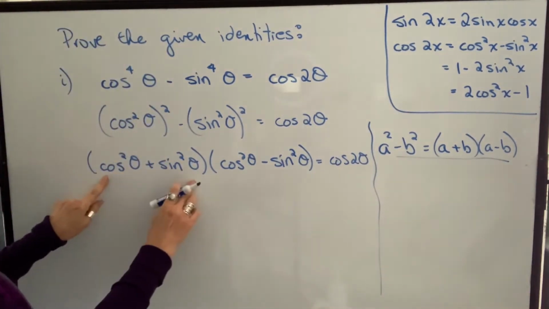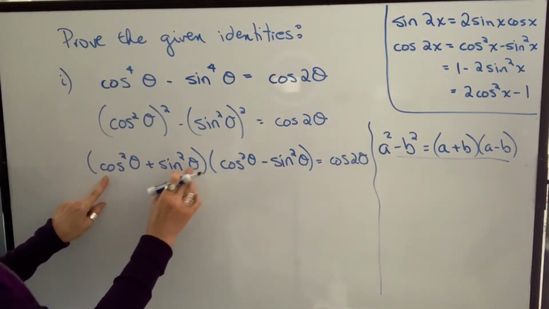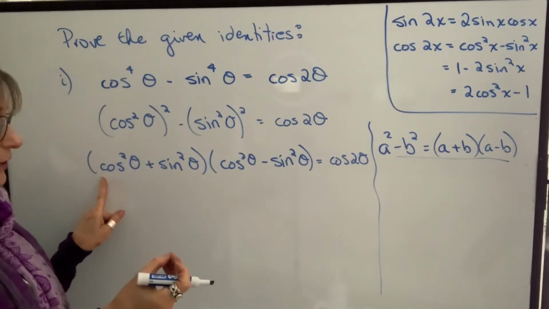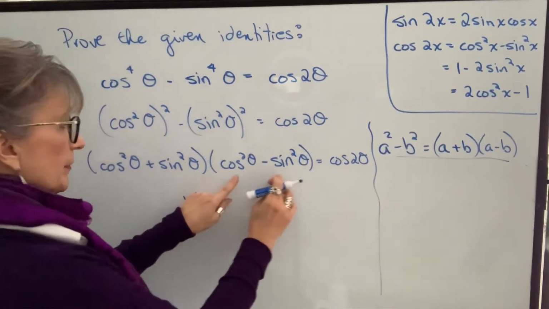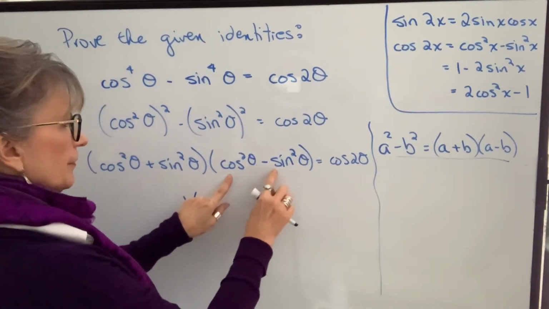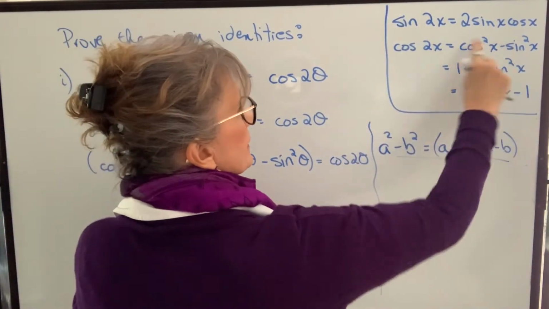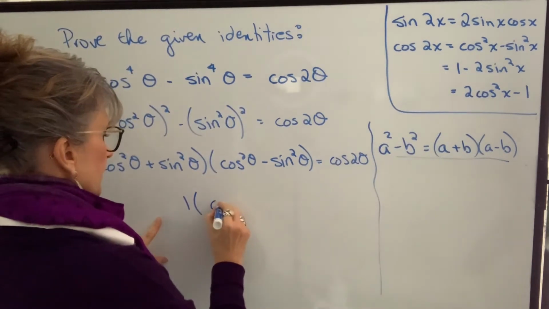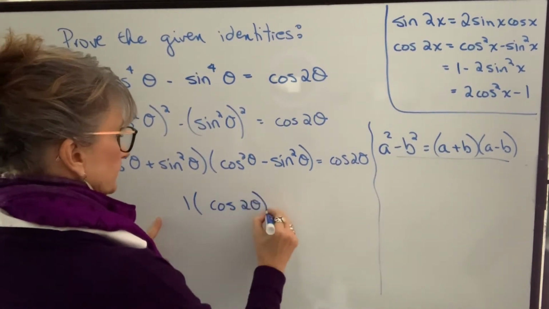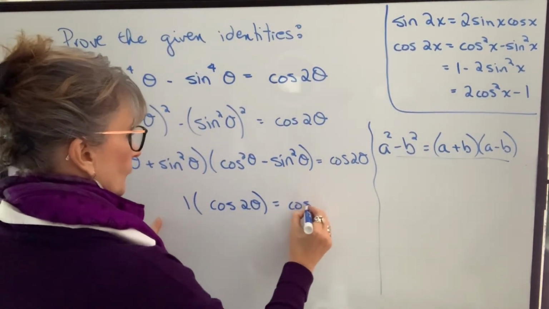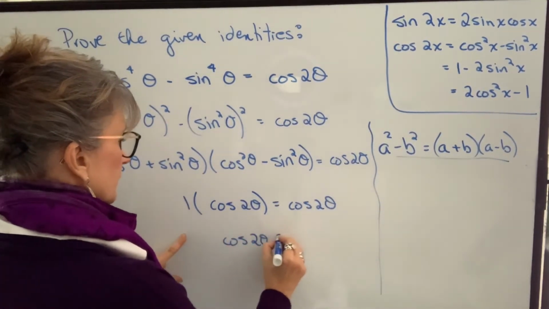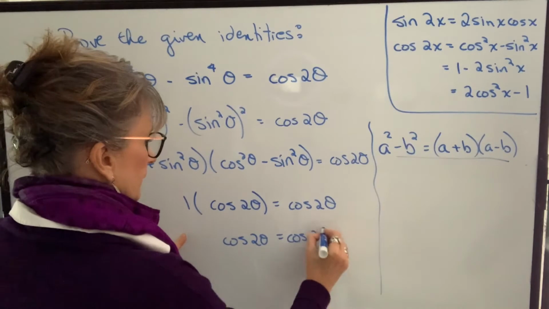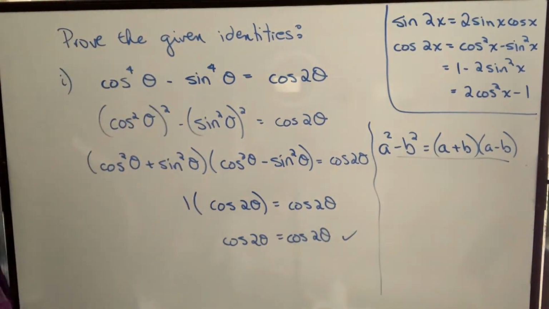So I look at my first factor, cos² θ plus sin² θ. We already know from my Pythagorean identities that is equivalent to 1. I look at my second factor, cos² θ minus sin² θ, which is equal to cos of 2θ. And I'll just write that without the factor of 1. So I've proven that identity.